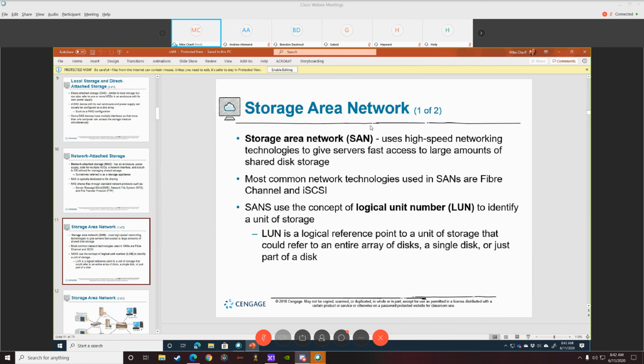Okay, this is the most popular one, like I said, especially when you deal with servers with virtualization. And they use a high-speed network technology to give servers fast access to a large amount of shared disk storage.